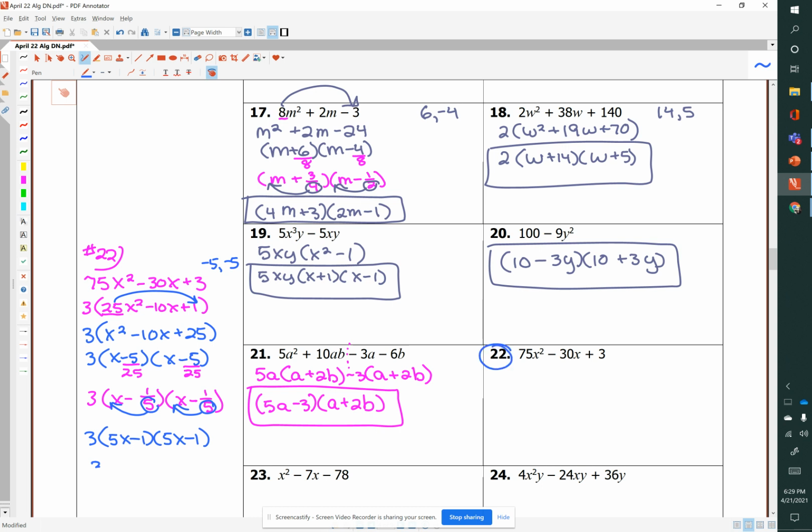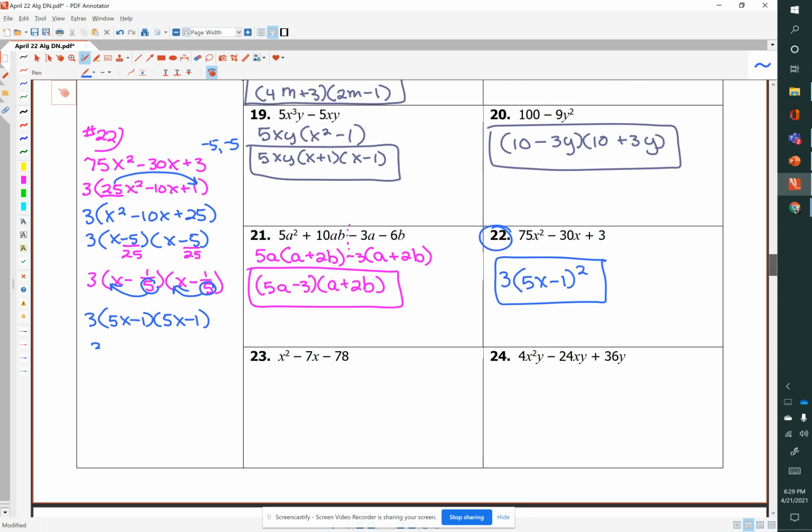And finally, one last thing that I can do with this, in fact, I'll do it over here at number 22. I can write this as 3 times the quantity of 5x minus 1 squared. So that's why I need a lot of room for that one.